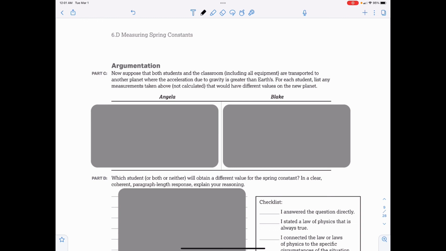Well, for Angela's, let's remember what Angela and Blake did. Angela was about hanging mass. Now, if you go, the mass doesn't change. But remember what happened. We said that the weight going down is going to balance the spring force, kx, going up. So if you go to another planet where the acceleration due to gravity is greater, you're going to pull it more, right? Which means x is going to be greater.